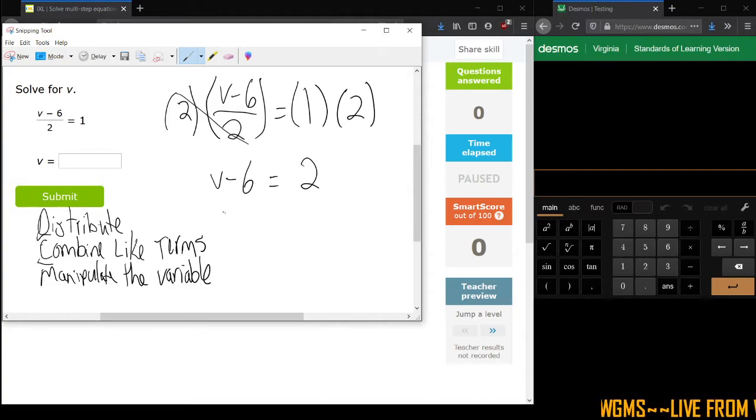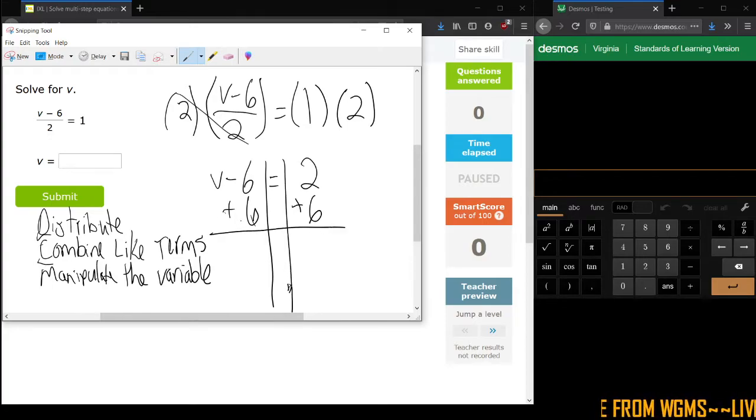Again, I would say that I can add, so I'd add 6 to both sides. Again, if you want to use those railroad tracks, training wheels, whatever you want to call them, that certainly is fine. And so let me back up and say I have v is equal to 8.